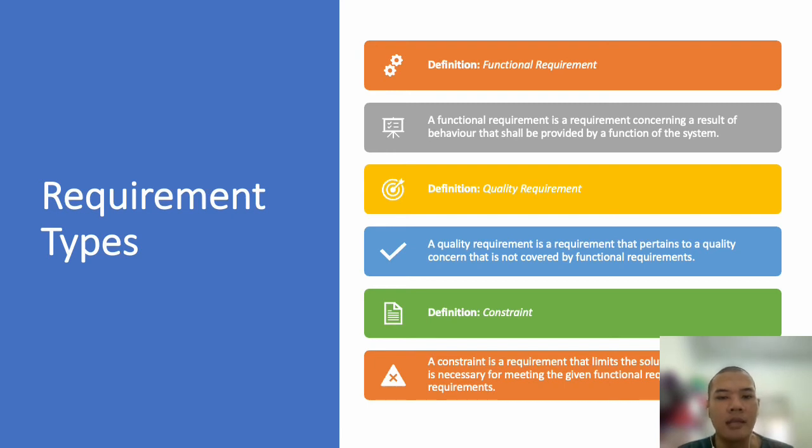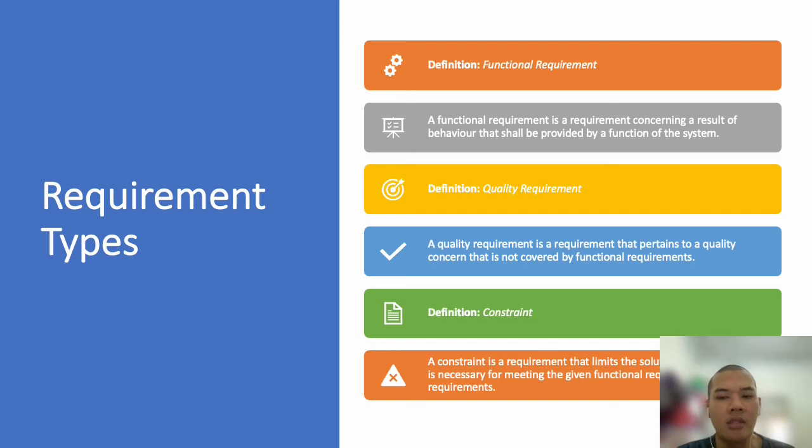And the second is quality requirement. It defines desired qualities of the system to be developed and often influences the system architecture more than functional requirements do. Typically, quality requirements are about the performance, availability, dependability, scalability, or portability of the system. Requirements of this type are frequently classified as non-functional requirements.